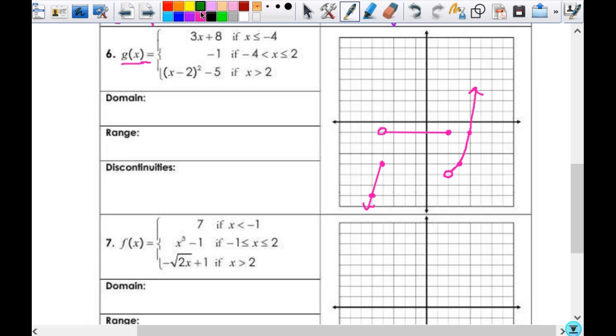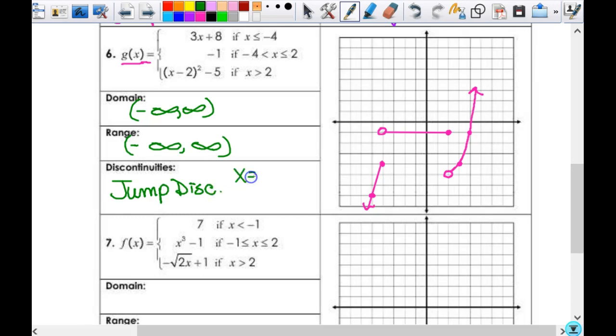Alrighty, is my domain all real numbers? Yes, it is. So infinity to infinity. Is my range all real numbers? Yes, infinity to infinity. How many discontinuities do I have? 2. Both of them are what kind? Jump. So I have jump discontinuity at x equals -4 and x equals 2. Okay. Everybody okay with all that? All right, good deal. Let's go to the last one.